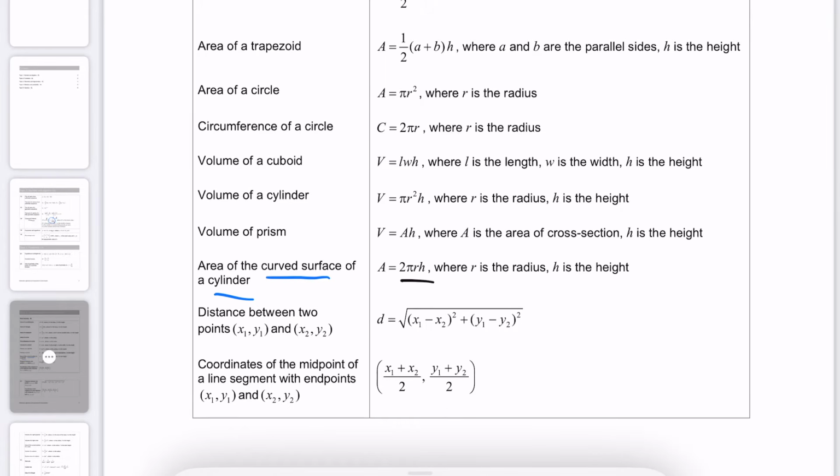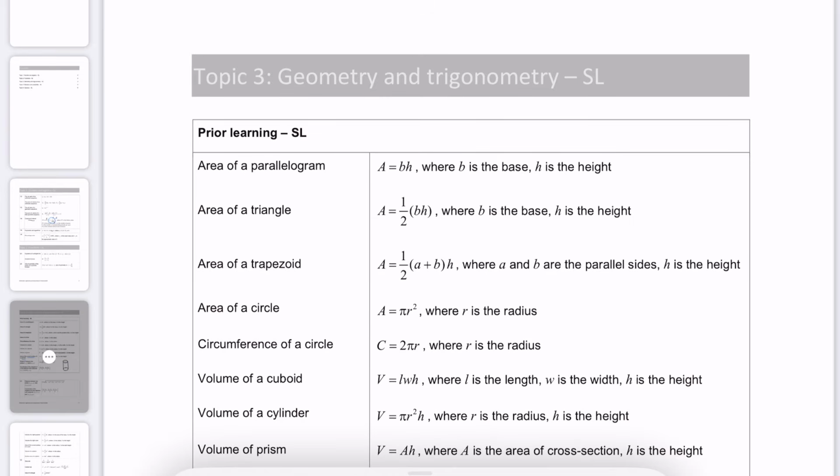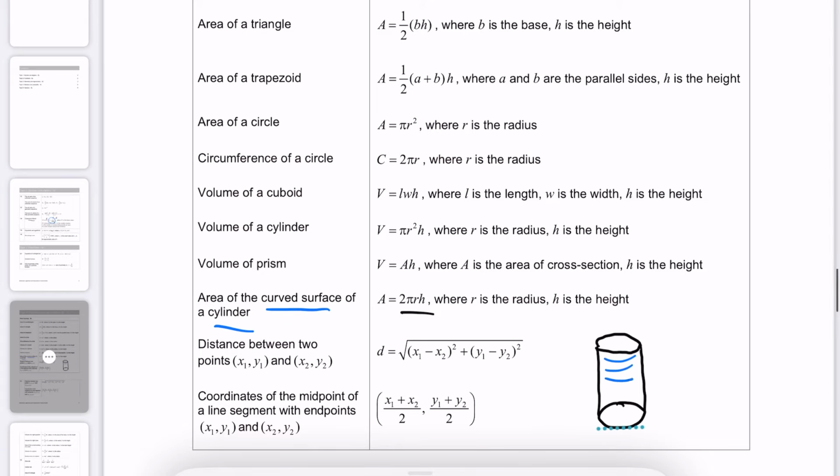I'm actually going to draw a cylinder right here. So here is our cylinder once again. The curved surface is just going to be this outer portion right here. It's just going to be this outer portion right here. But we also have this top and the bottom right here. So this 2 pi r h isn't going to give us the total surface area of the cylinder. It's just going to give us the curved surface. We're still going to need to add on the area of the top and the bottom, which are both pi r squared, respectively.